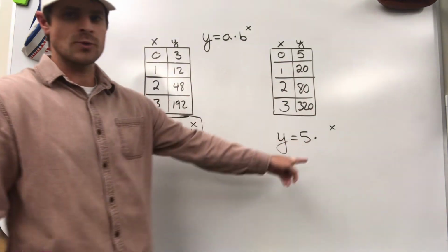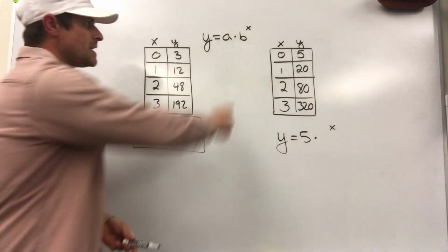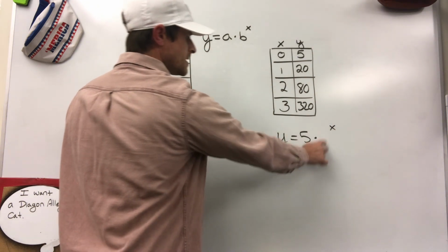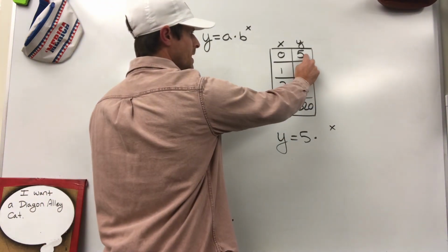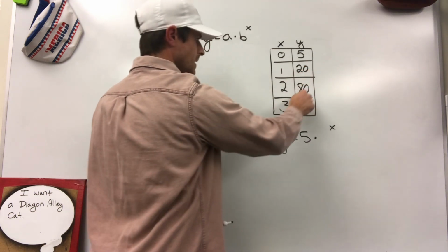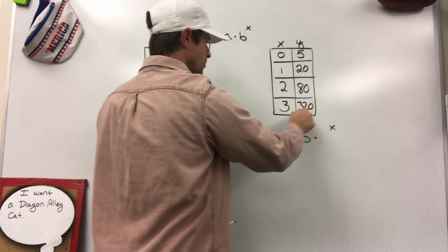If we go over here to this one, remember all we got to do to figure out what the b term is, we've already got the a term written down. What's the b term that's missing? It's going to come from what are we multiplying this by to get that? What are we multiplying 20 by to get 80? What are we multiplying 80 by to get 320?